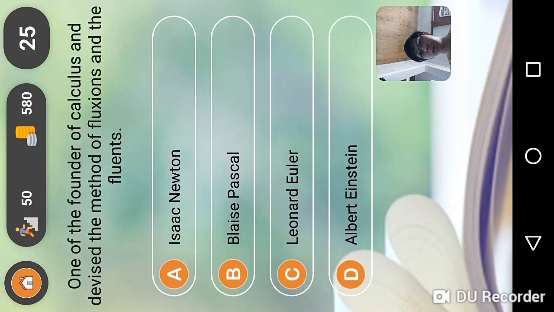One of the founders of calculus and devised the method of fluxions and the fluents. Ito ay kay Isaac Newton.